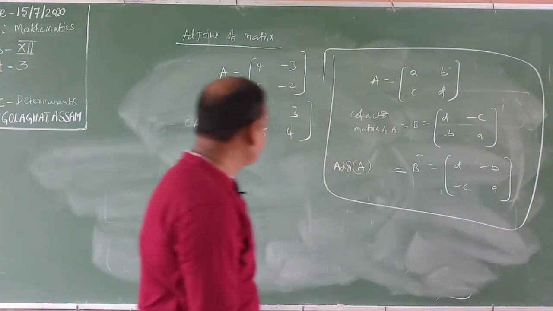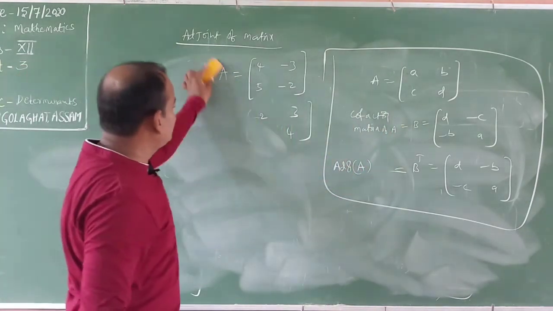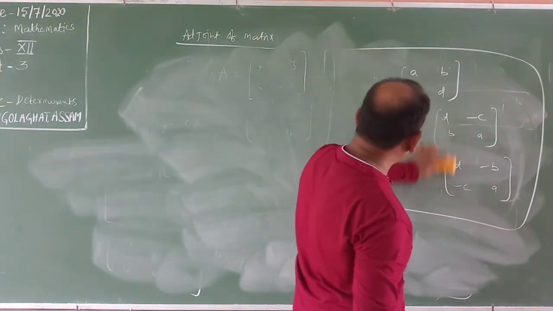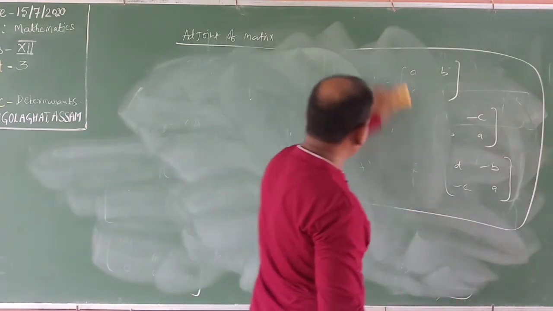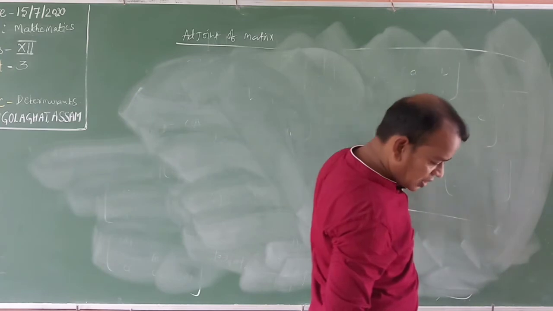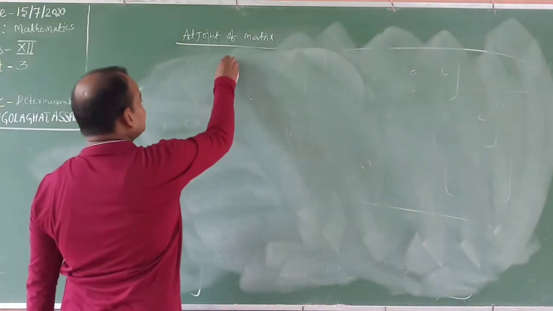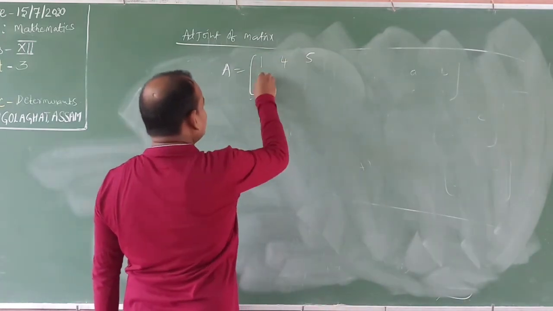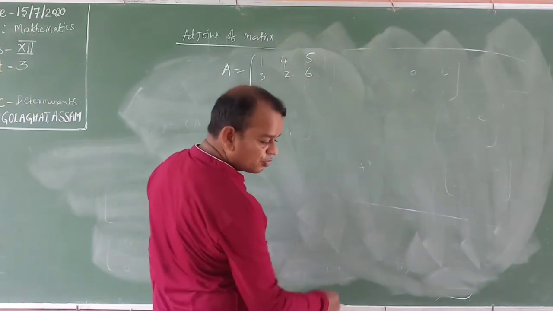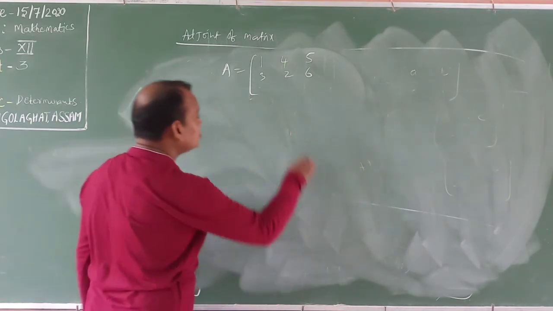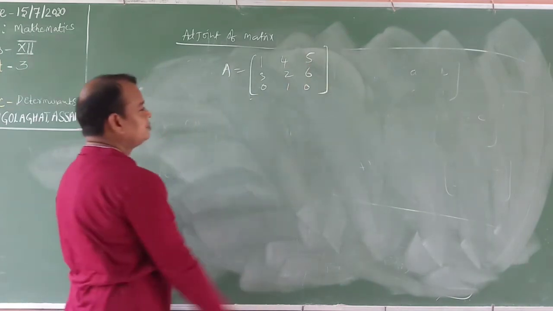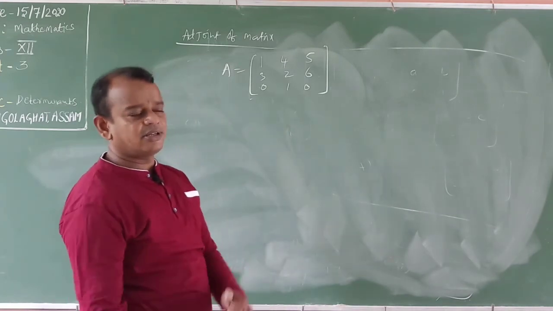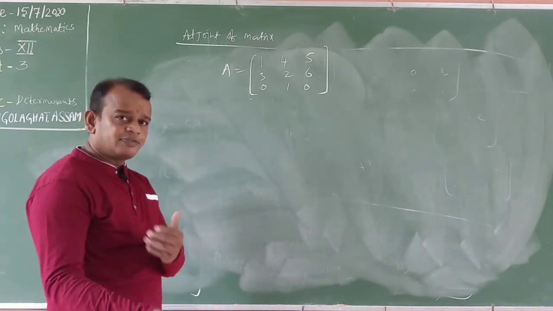Okay, this is the adjoint of the matrix. Next, we can find the adjoint of a 3 by 3 matrix. If a 3 by 3 matrix is given, how to find the adjoint of the matrix? You know very well. Now, suppose A is equal to [1, 4, 5; 3, 2, 6; 0, 1, 0]. This is the given matrix. Now you can find the adjoint of the matrix. First, we find the cofactor matrix, after that transpose the matrix.